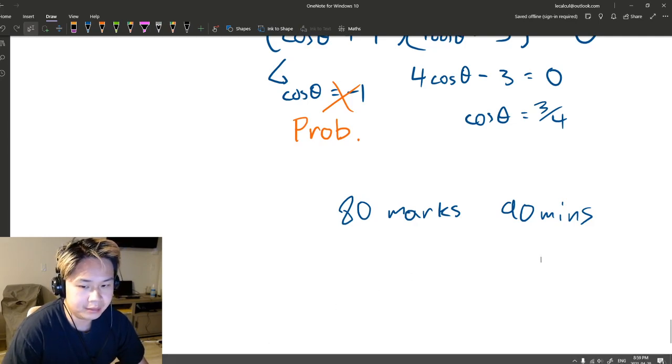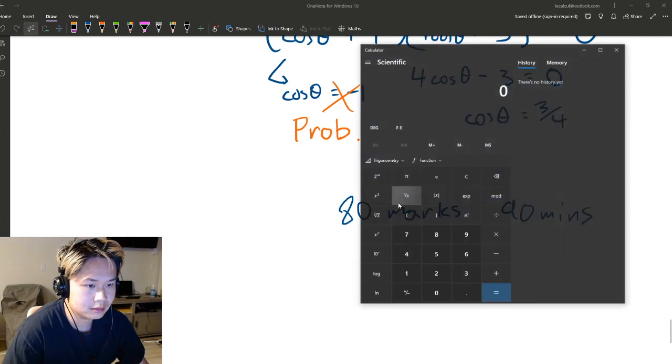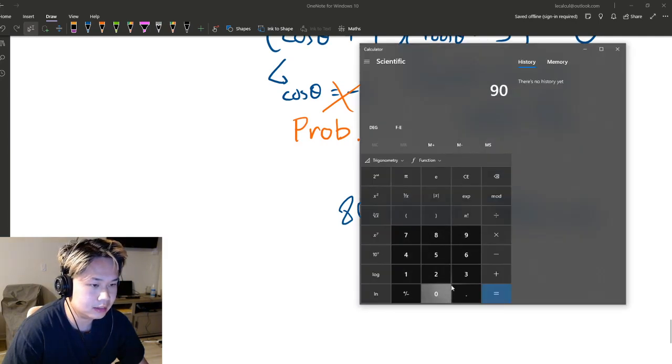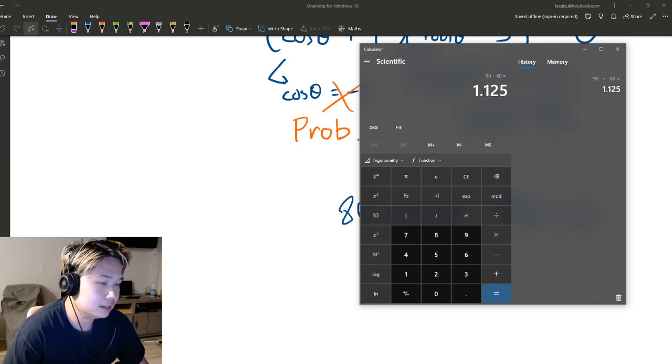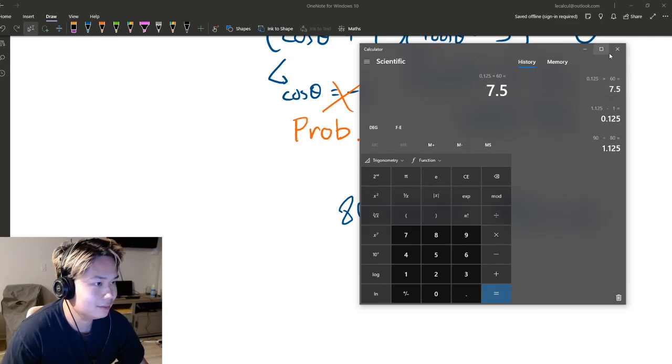So yeah, not a minute a mark. How much is that then? 90 divided by 80. Yeah. So take away 1, multiply by 60. Okay. You get 1 minute and 7.5 seconds per mark.